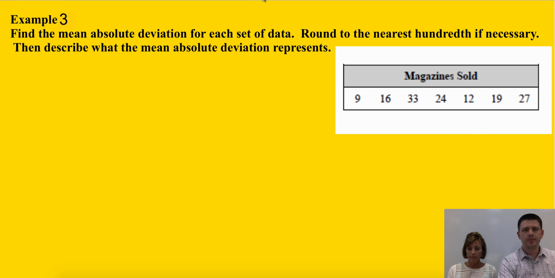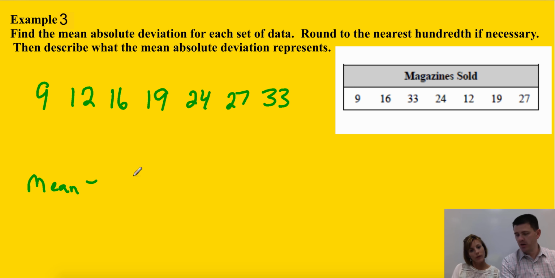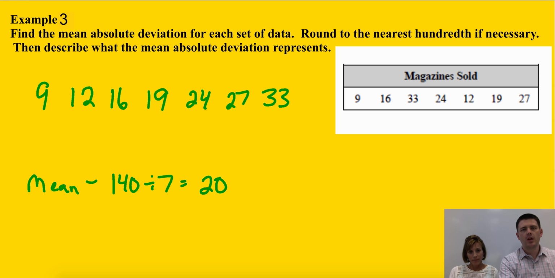All right, so let's see one more. First step is write the numbers in order, and then we're going to find the mean for the set of data. So I have 9, 12, 16, 19, 24, 27, and 33. I'm going to add them all up. There are 7 numbers total, so I'm going to divide by 7. Mrs. King can help me out. What do I get when I add them all up? 140. 140 divided by 7 terms gives me a mean of 20. So my average score is 20.